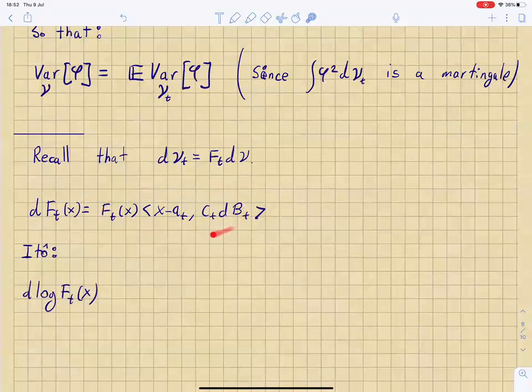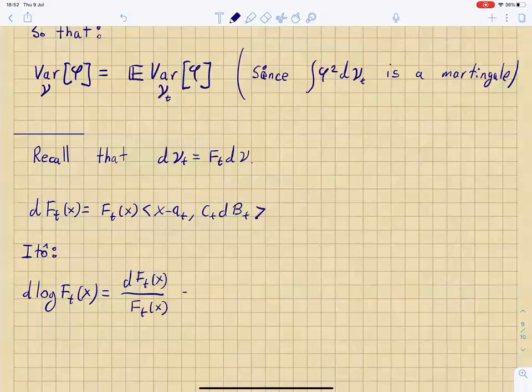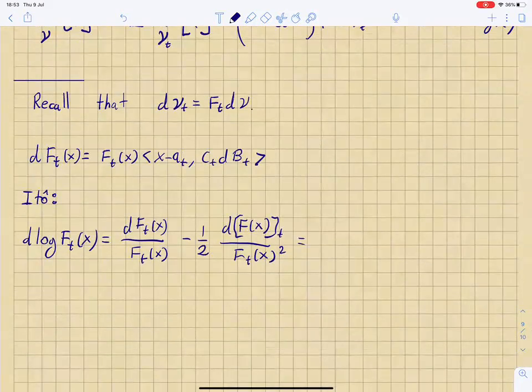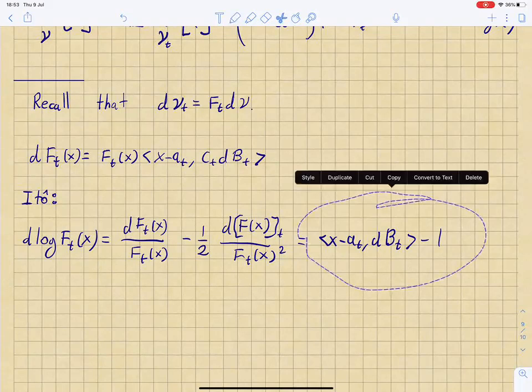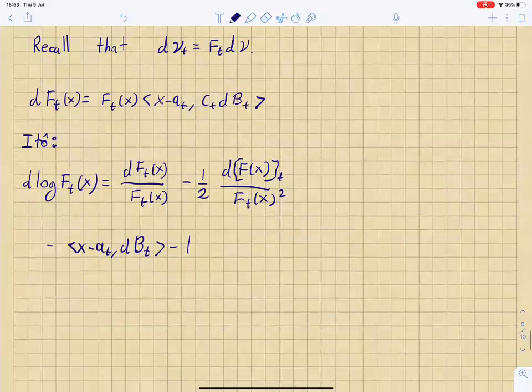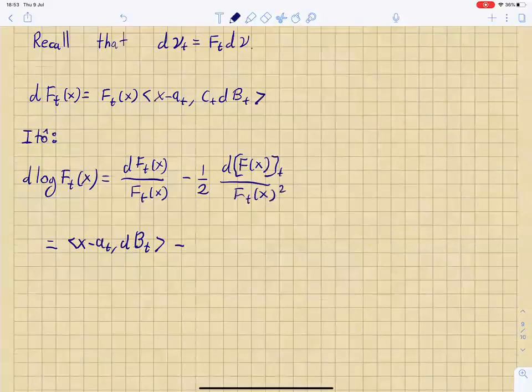I just use Ito's formula for this, and what I get is dft x over ft x minus 1/2 d the quadratic variation over ft squared. I just took two derivatives of log. So this ft cancels out with the ft here and the ft squared here, and I just get the following thing. I get x minus at dbt minus, let me write this here so I have more space, minus ct x minus at squared 1/2 dt.